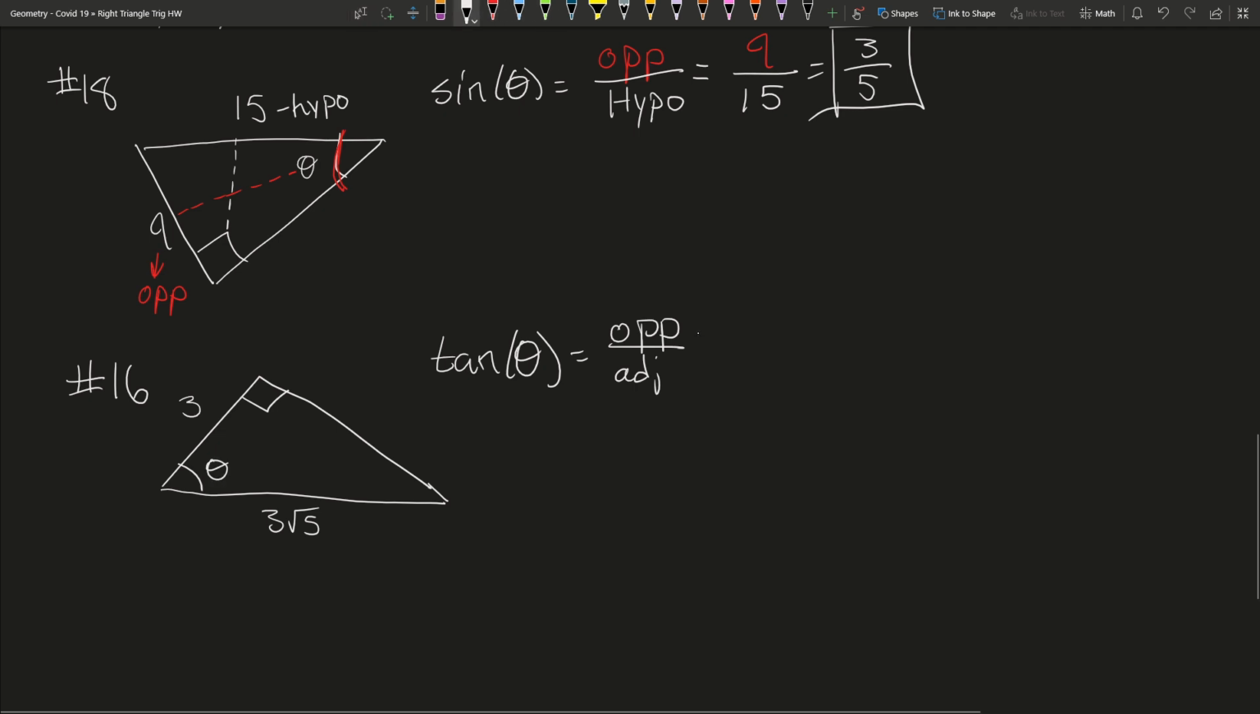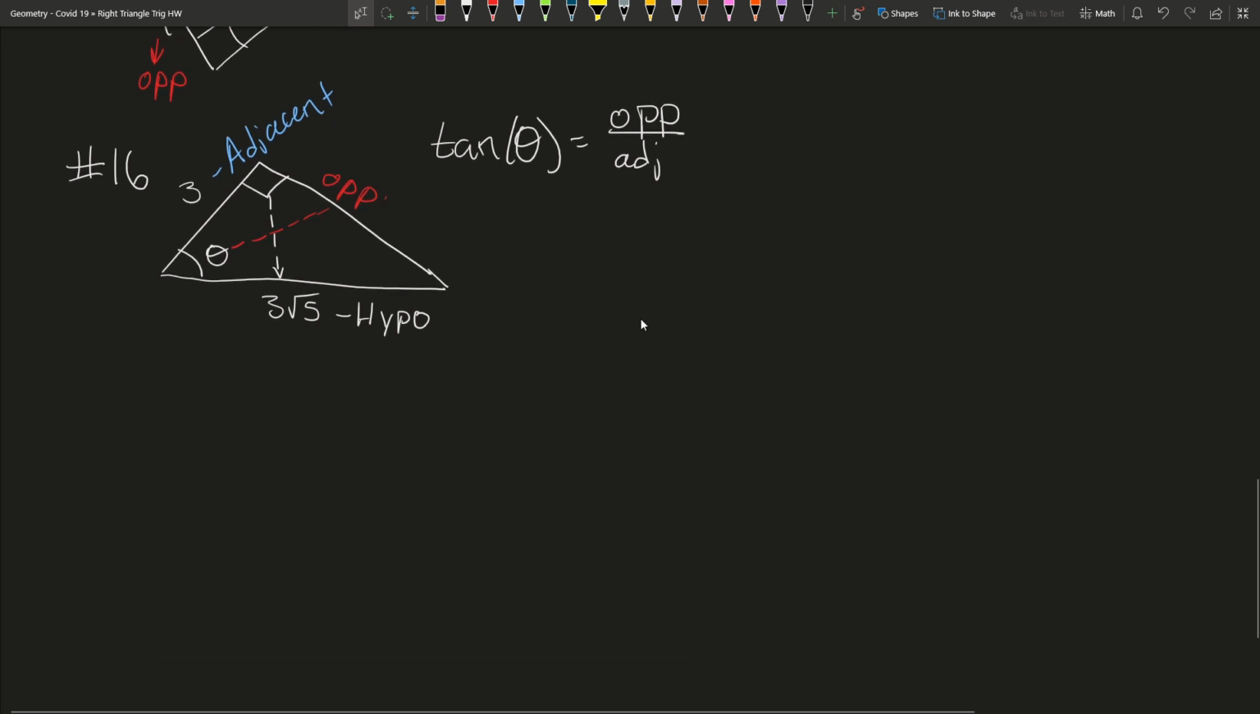Again, the first thing we do is define what sides we have. In order to find the opposite side, we start from theta, draw a line to the other side of the triangle, and that's our opposite side. In order to find the hypotenuse, we start at our right angle, draw a line to the other side of the triangle, and that's our hypotenuse. The other side left is our adjacent. So we have adjacent and hypotenuse, but we do not have opposite, so we need to find it. In order to do that, we have to plug into our Pythagorean theorem.